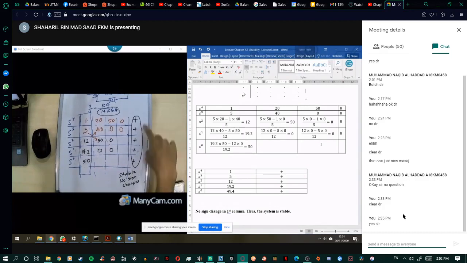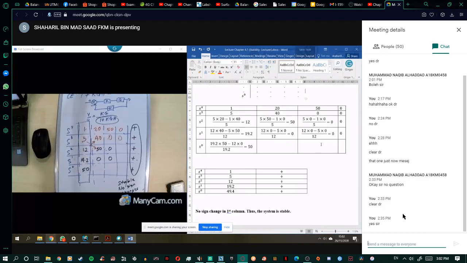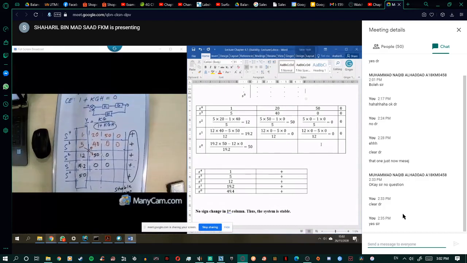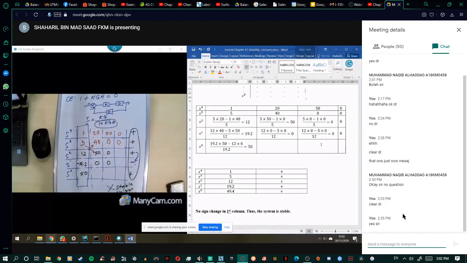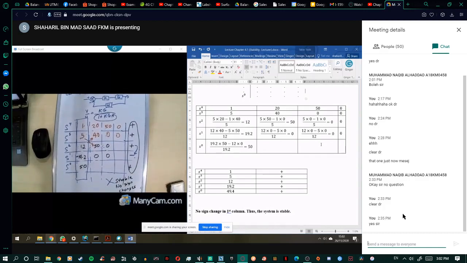Can you understand it? We just look at the signs: positive, positive, positive, positive, positive. That means you can say that your system is stable. Do you have any questions? If you got a negative, for example this one negative, that means there is one sign change from positive to negative, so your system is not stable. That is the method.